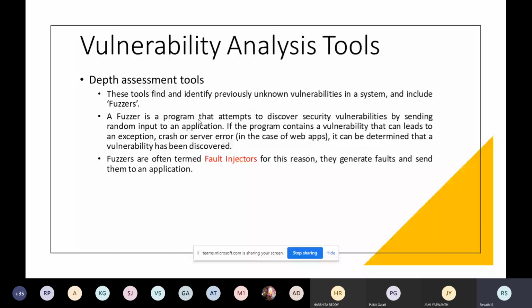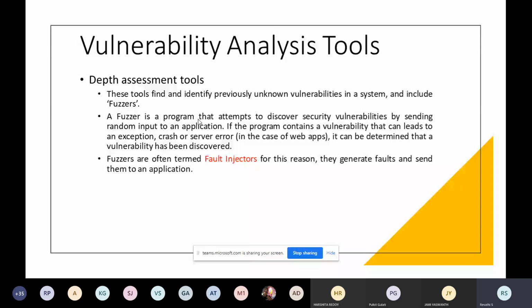So here also you are running a fuzzer program, which generates random input to check for any vulnerabilities, and if it finds any vulnerability, it will not continue running the program. It will give it to the exception handler. If it continued running the program, the system may crash and the server may crash.